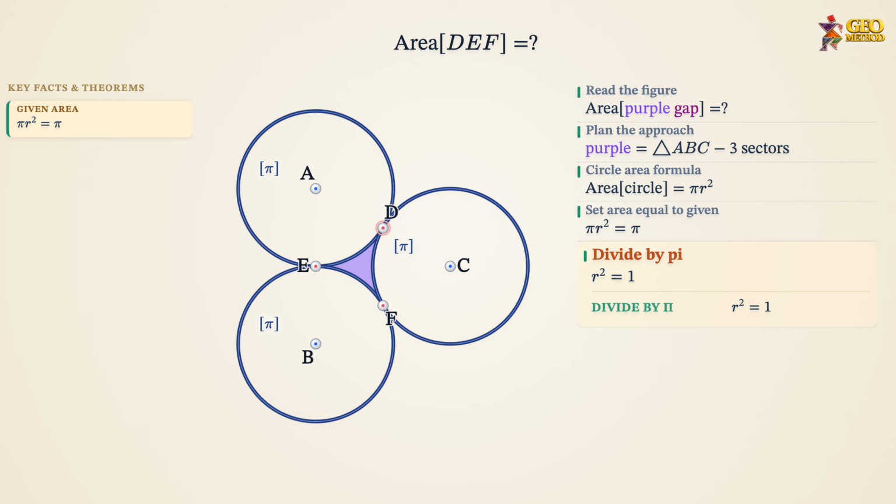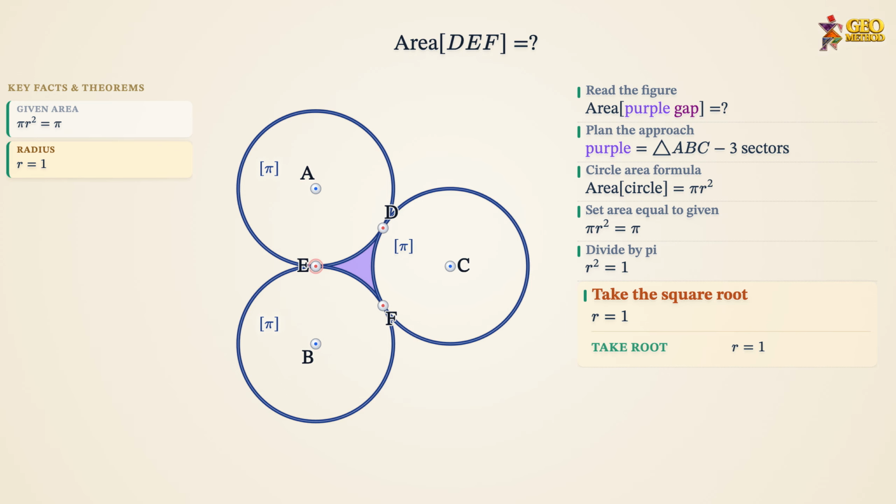Divide both sides by pi, which is valid because pi is not 0. That cancels the pi and leaves r squared equal to 1. Take the positive square root, since a radius must be positive. Each circle has radius 1, a clean value we will use for both the side lengths and the sector areas.